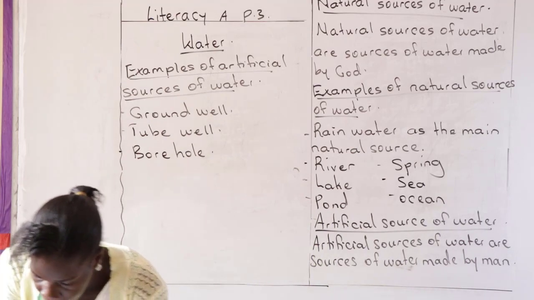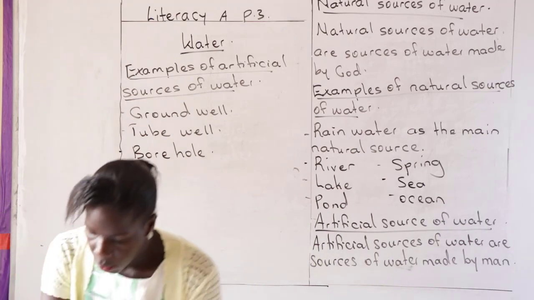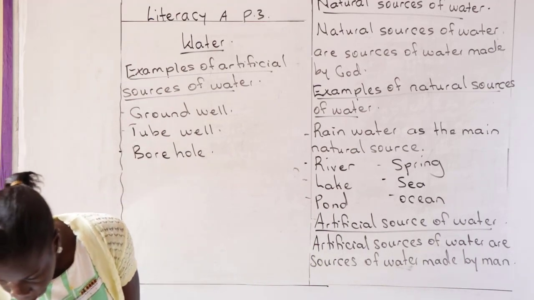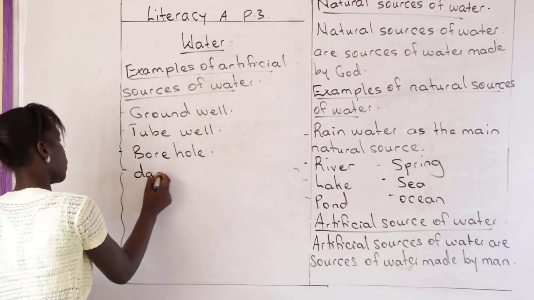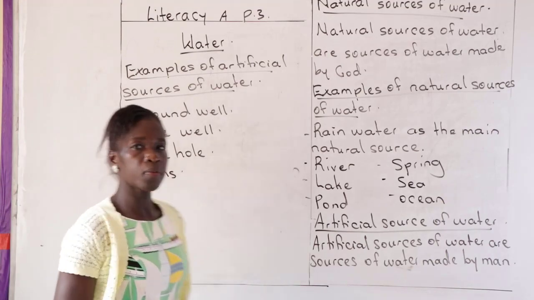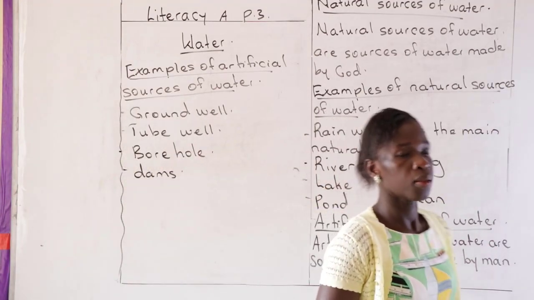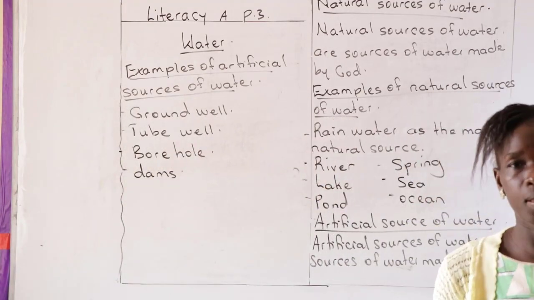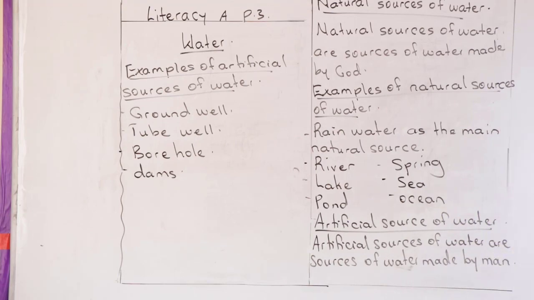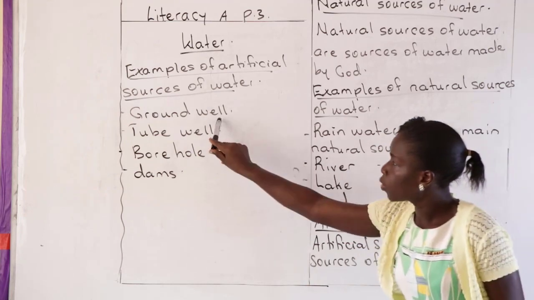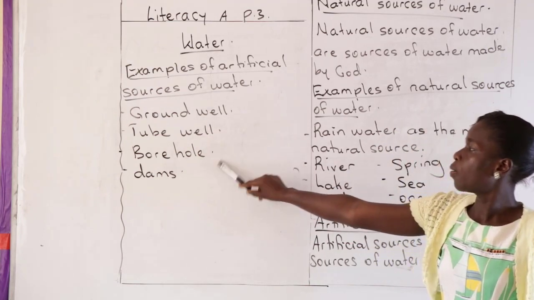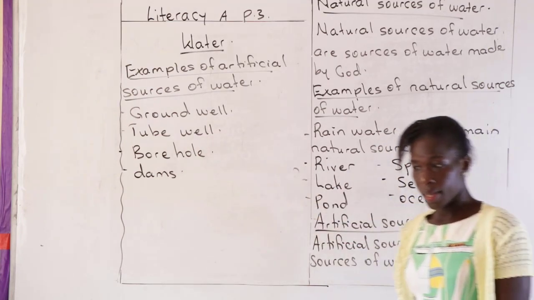And then we have the last one, which is called the dam. So those are some of the artificial sources of water. Those are the sources of water that are made by man. We have the ground well, tube well, borehole, dams, and many others.